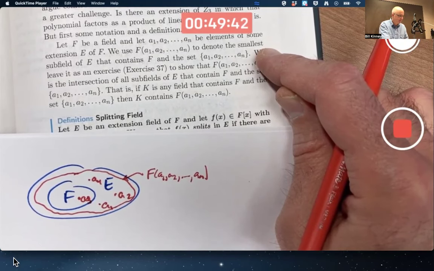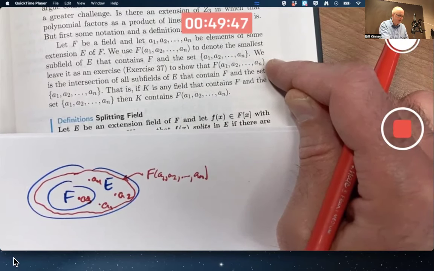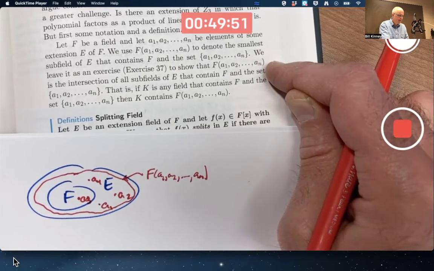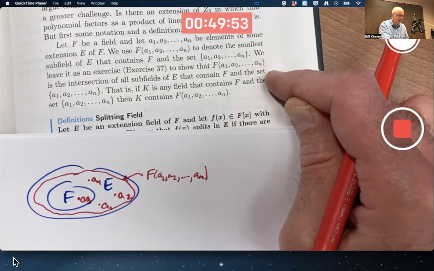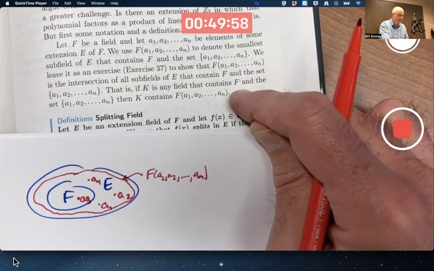We would like another way to describe it, perhaps, but we're not going to get there quite yet. We'll leave it as an exercise to show this is the intersection of all subfields of E that contain F and the set of all the A's. In other words, if K is any field that contains F and all the A's, then K contains this F adjoin A1 through AN.